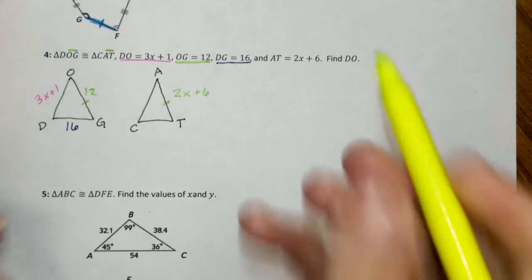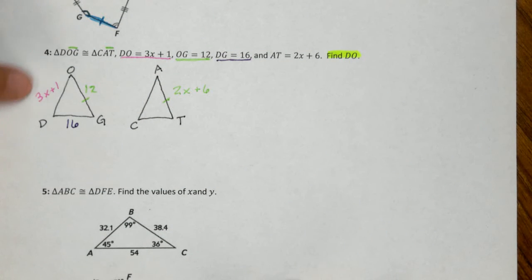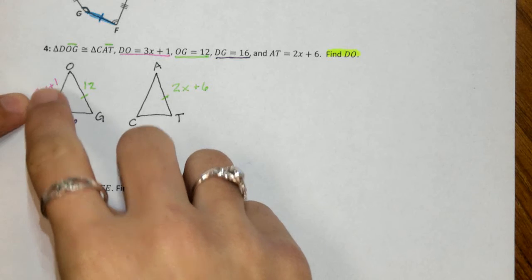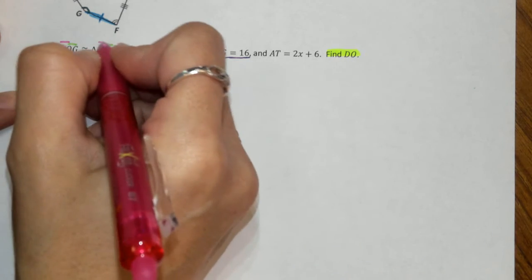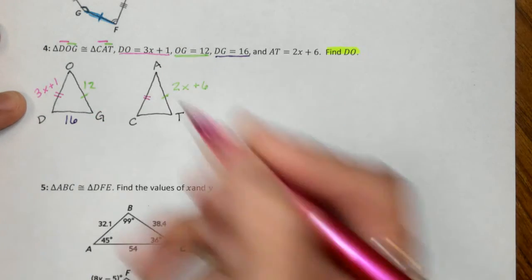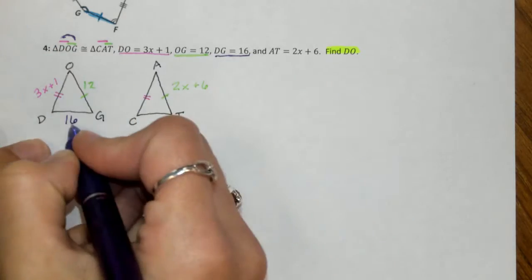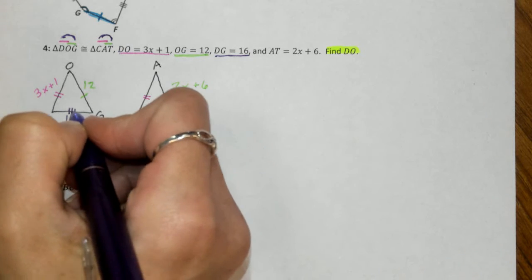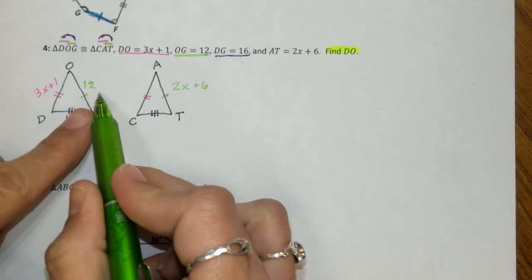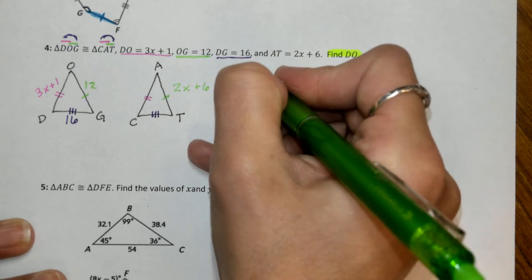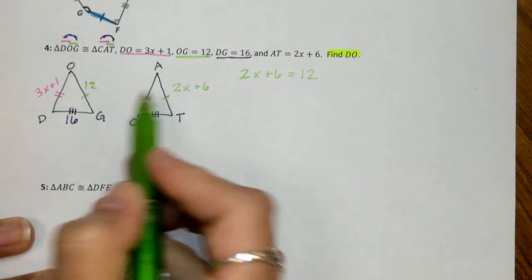All right? They want us to find the length of DO over here. So we have to solve for x, and then we have to plug back in, to use our substitution property. So, how are we going to solve for x? Well, look at your sides. I see a 3x plus 1 over here. DO right here corresponds with CA. CA doesn't have anything for me to set it equal to, so I can't use that. If I look over here at DG, my 2 outer letters, I have a 16. They will correspond with CT, but CT doesn't have anything either. Luckily, I have right here OG and AT measurements, so I can set those equal to each other. So I can set 2x plus 6 equal to 12, because these correspond and they are congruent.